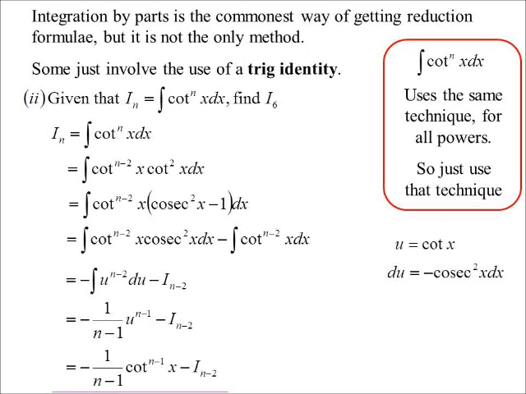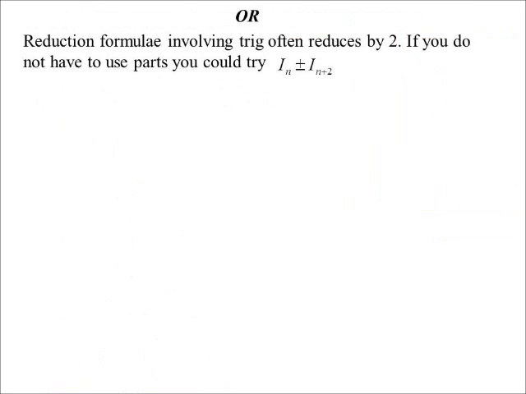The second integral becomes I n minus 2, and there's a formula now to work out cot to the power of something. Reduction formulas often reduce by 2. And that's because you use a different one for odd and you use a different one for even. So a lot of times you'll find that it'll reduce it by 2 each time.